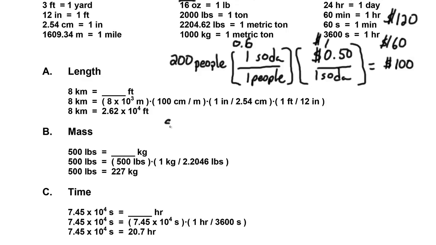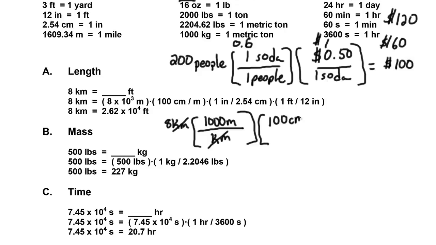We want to take 8 kilometers and we want to go into feet. Well, in each kilometer, there are 1,000 meters. Notice that the kilometers drop out. Now, we know that there are 100 centimeters in a meter. We learned that from the metric system. And I had to write the bracket this way. The meters had to be in the denominator so they can cancel.